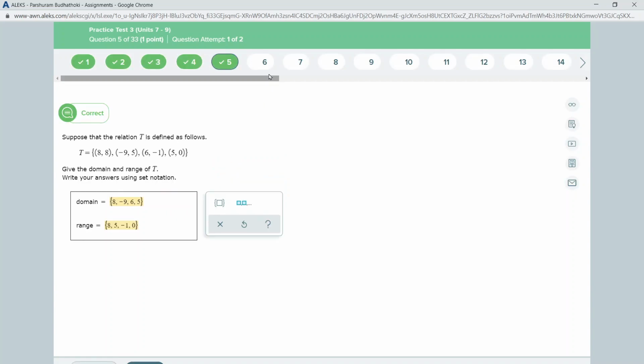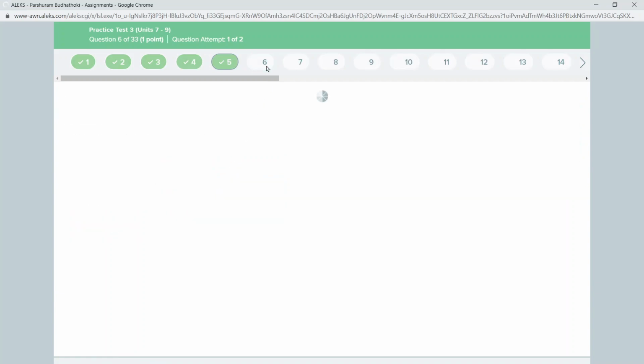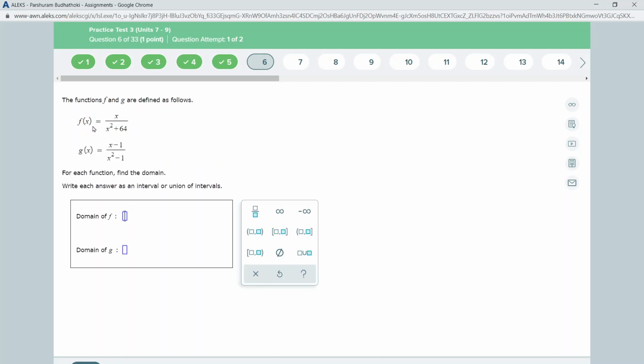So that's the domain and range. Let's go to problem 6. We have given f of x and g of x. We need to find the domain of these two functions. As you can see, the domain for this rational function comes from the restriction from the denominator.